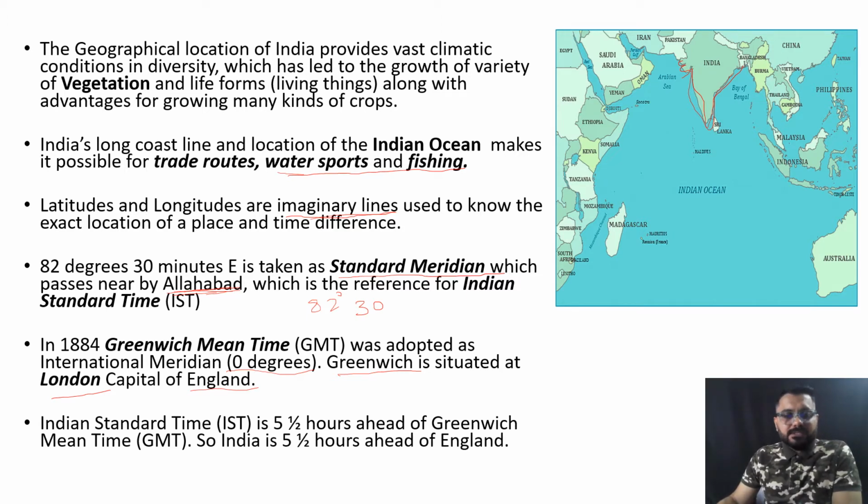So the distance, how far we are from Greenwich: we are 5.5 hours ahead of Greenwich Mean Time. So India is 5.5 hours ahead of England. So these are the few basics that we need to remember about India.